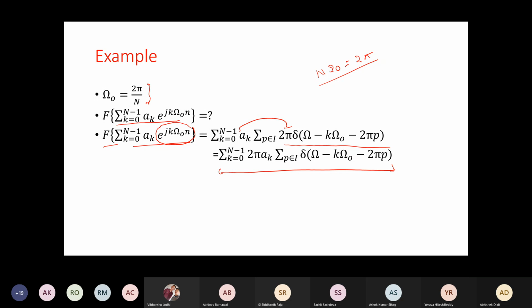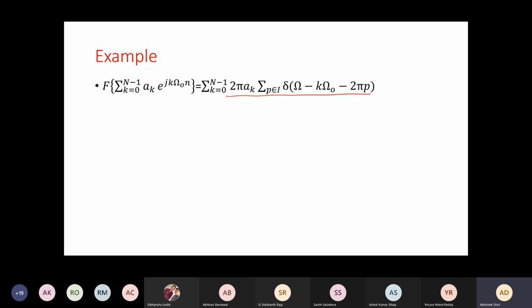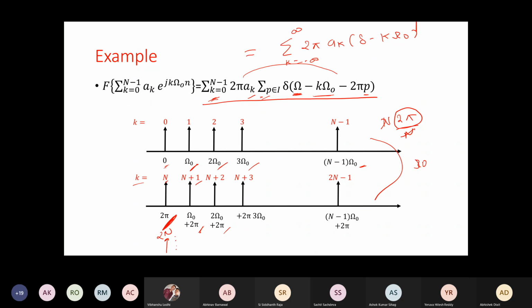Any other question? So the Fourier transform of this thing is simply this thing. Just remember this. It's a simpler expression. Sir, you have written delta minus k omega naught. Will it be something like delta omega minus k omega naught? Oh, yeah. Sorry. Delta omega, yeah, minus k omega naught, right.